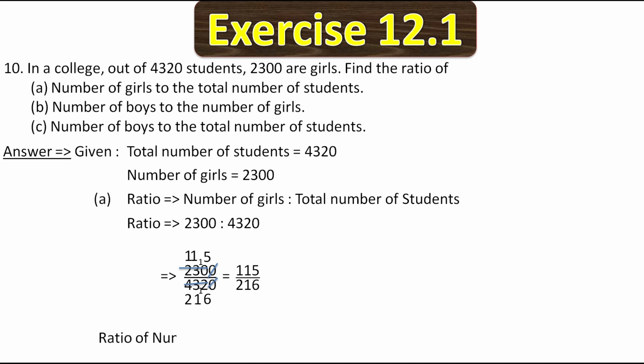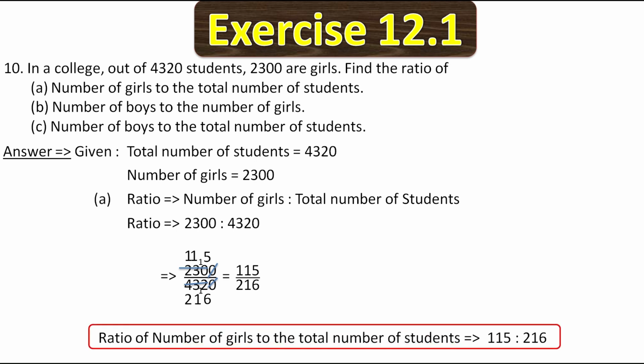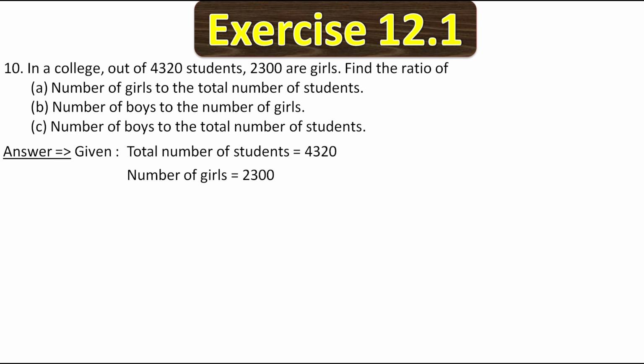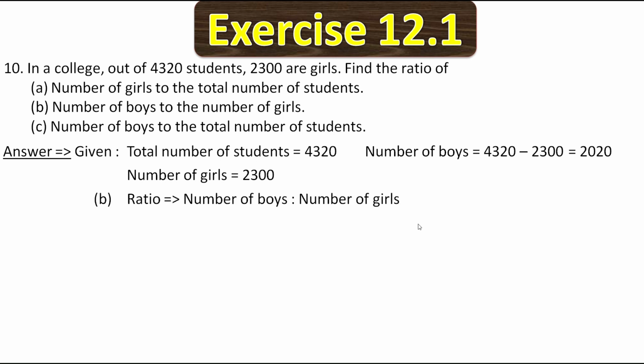It is the ratio. Okay. Now we have to find the number of boys to the number of girls. Now we don't know the number of boys. So to find the number of boys, we have to subtract the number of girls from the total number of students. It is equal to 2020. So the ratio of the number of boys to the number of girls is 2020 is to 2300.